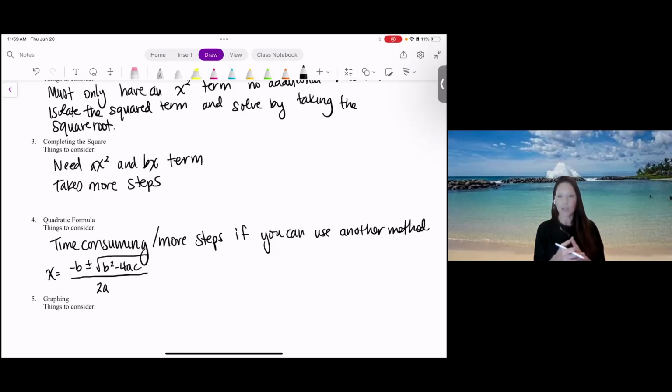It just means that you have positive answers. Your graph intersects twice. So remember, you have at most 2 real solutions. You either have 2 real solutions, 1 solution, or no real solutions.